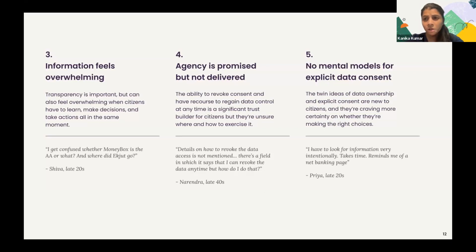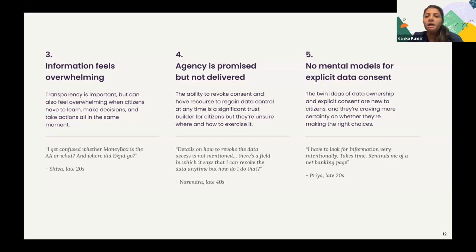We also heard a lot around what agency really means and how it's implemented. So there were messages around the fact that you can revoke consent, but it wasn't clear how to do it. And so people were concerned about whether it's actually possible, whether it's easy, and what the fine print terms and conditions associated with that are.